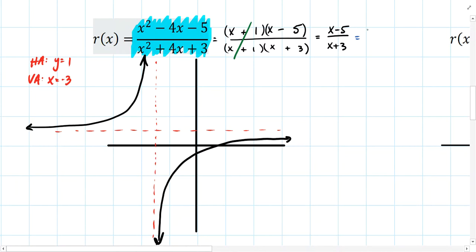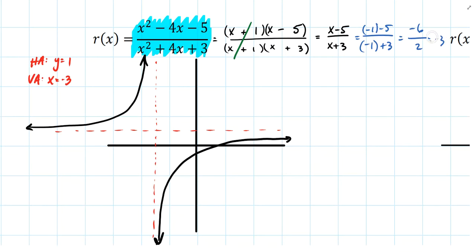Watch what happens if I plug in -1 for x. -1 minus 5 divided by -1 plus 3. Well, that looks like -6 divided by 2, which would be -3. And that seems reasonable. When x is equal to -1, we get a y result of -3. Now, my scaling, of course, was not great for this sketch, but that, again, seems reasonable.